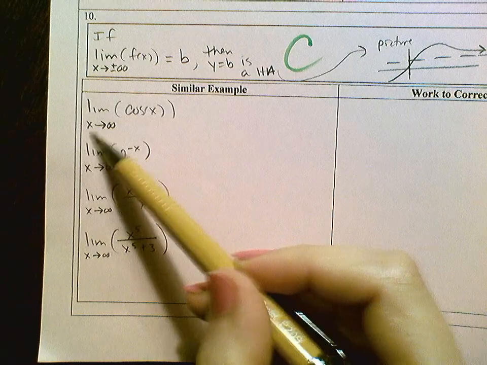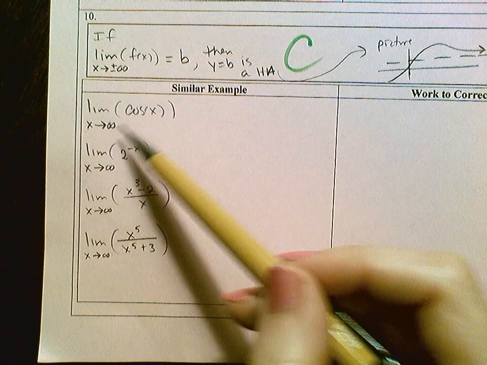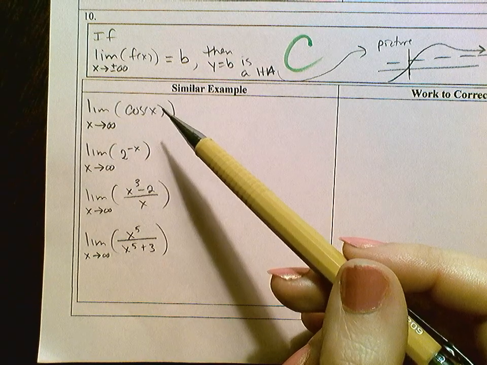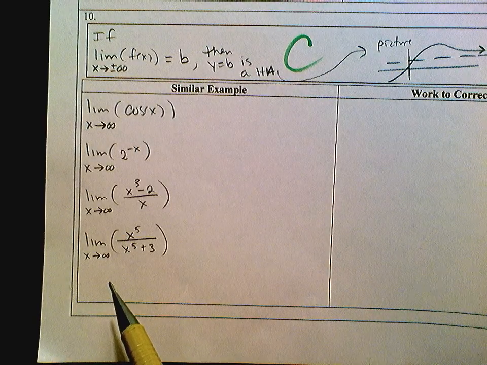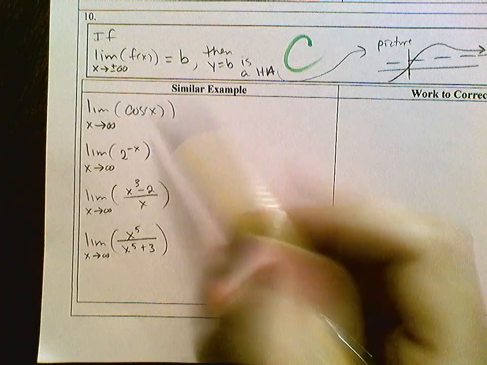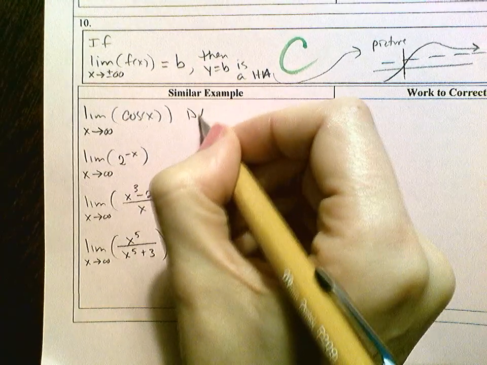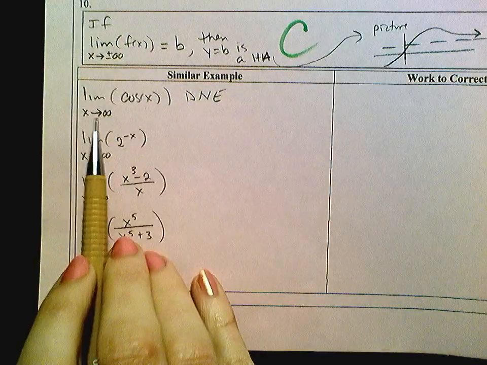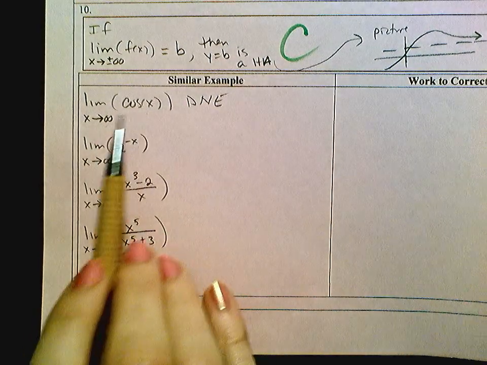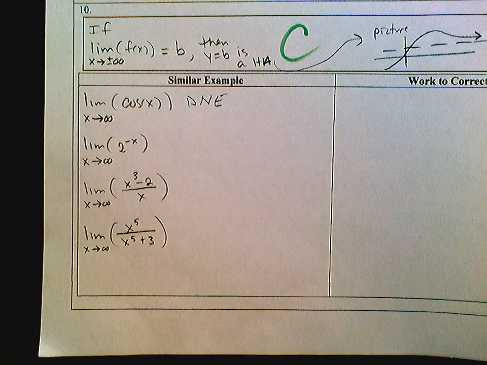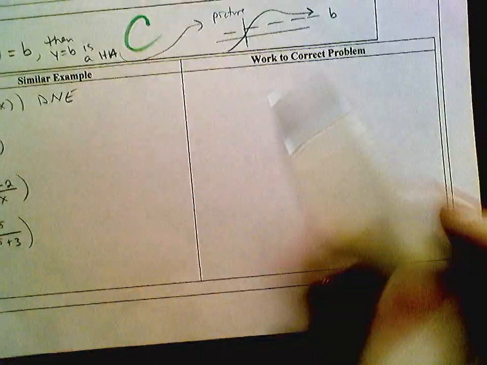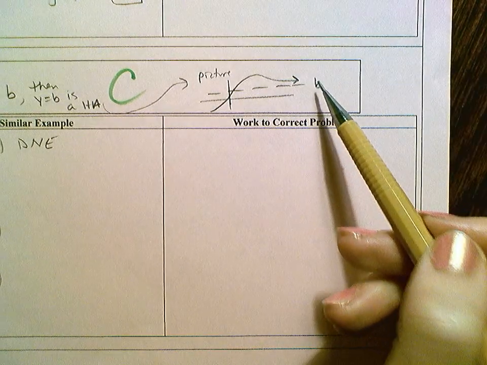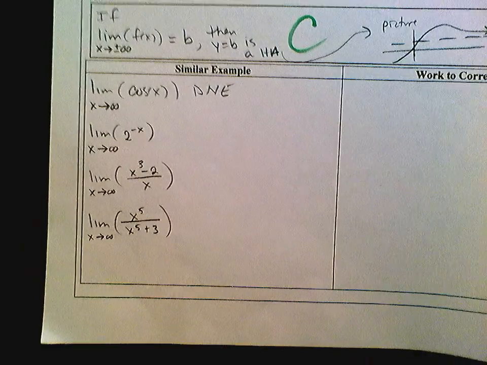And each of these has the limit as x approaches infinity of this function. And some of these limits do not exist. This one, for example, does not exist. Because as x increases, cosine just oscillates. It just keeps repeating itself. It never levels off at a certain y value, which is what an asymptote does.